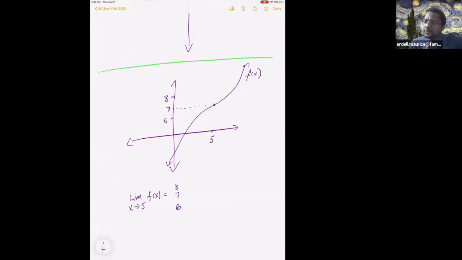So what's the answer to the limit? Is it 8, 7, or 6? There's only one of them. Which one is it?